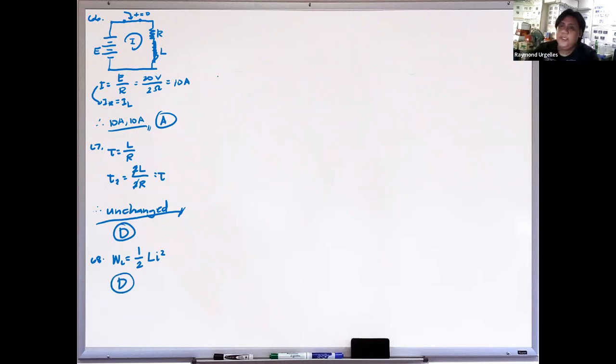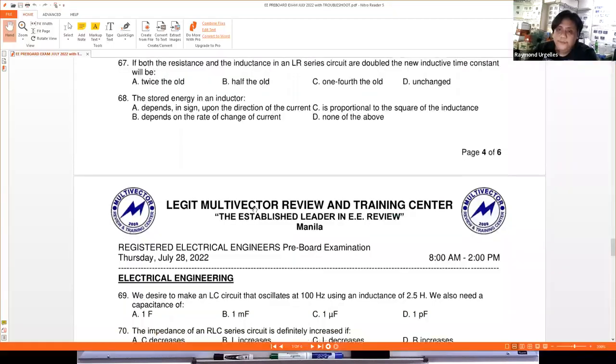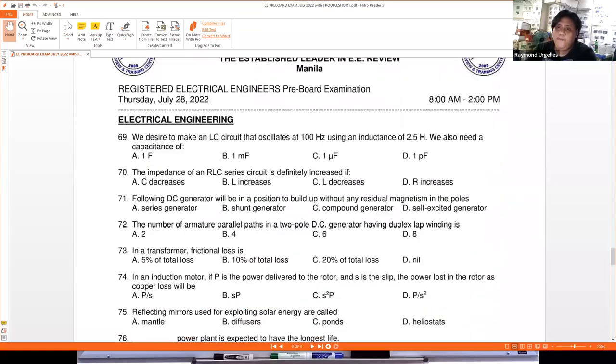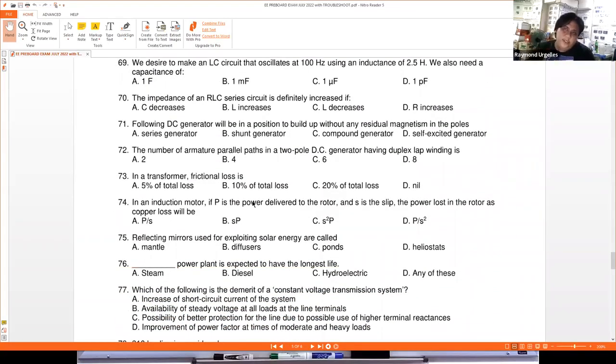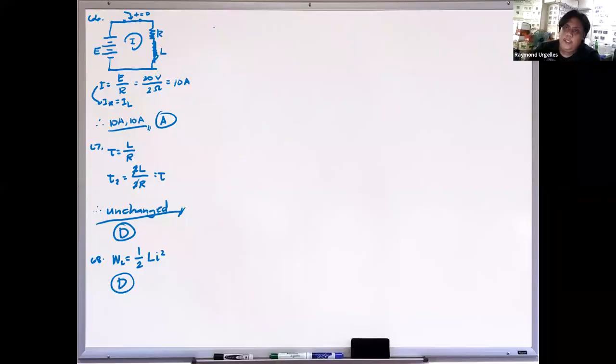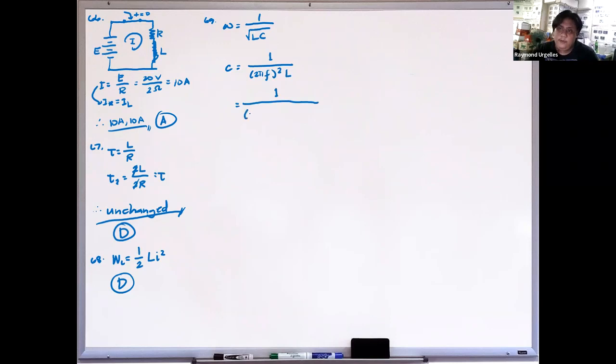So next number, 69. We desire to make an LC circuit that oscillates at 100 Hz using an inductance of 2.5 Henry. So we also need the capacitance. So guys, remember that the frequency of an LC oscillator is the same as the resonant frequency. This is 1 over 2 pi square root of LC. Which means that our capacitance is given by 1 over (2 pi f) squared times the inductance L.